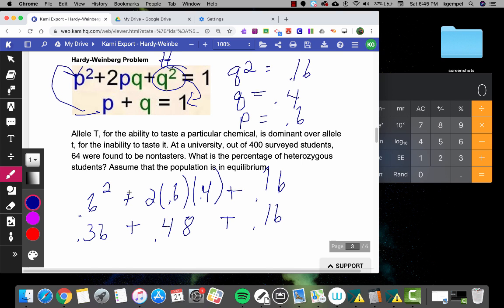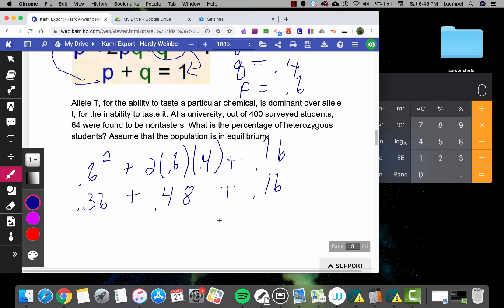So now I can figure out what it's asking me. It wanted to know in this population that 48% of them are going to be heterozygous. But I like to label all of them. So my individuals that are going to be homozygous for their tasting, 36% of individuals, and this is the PTC, classic PTC problem we've talked about.